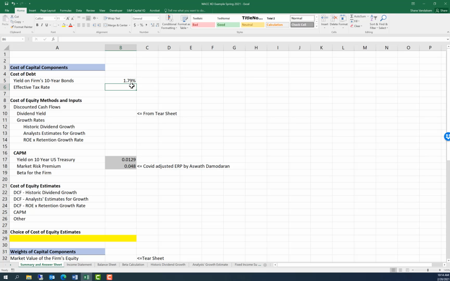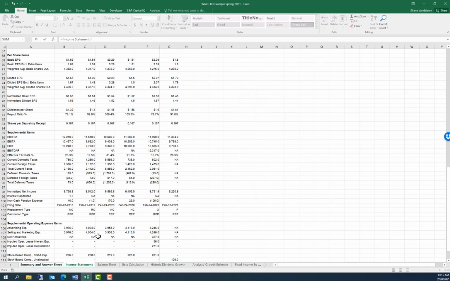The next thing I want to do is find the effective tax rate, because we're going to calculate the after-tax cost of debt. And to get the effective tax rate, I'm going to use the most recent tax rate from the firm's income statement. So I'm going to put equals here and then go out to the income statement. And let me scroll up just to show you. Here we go.